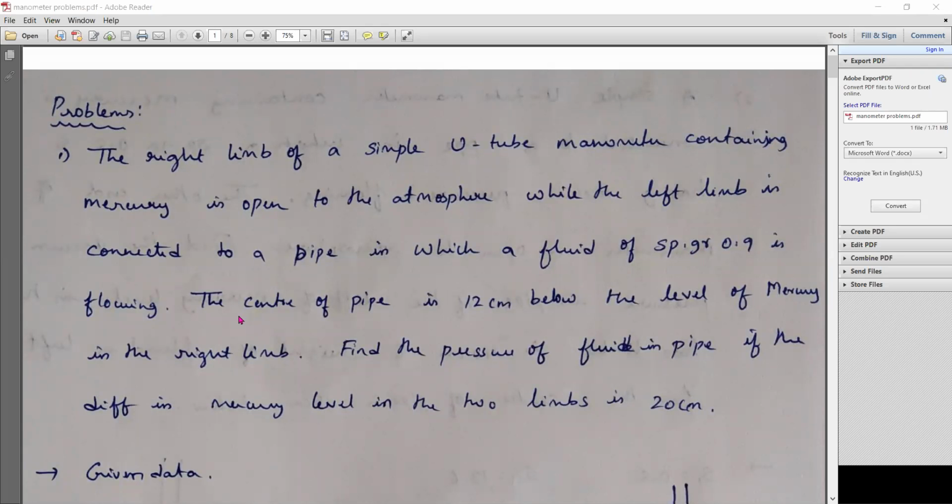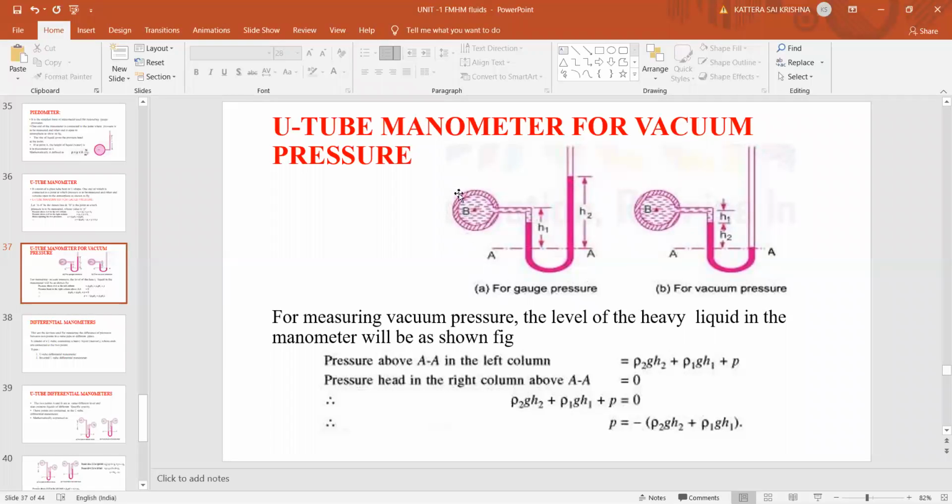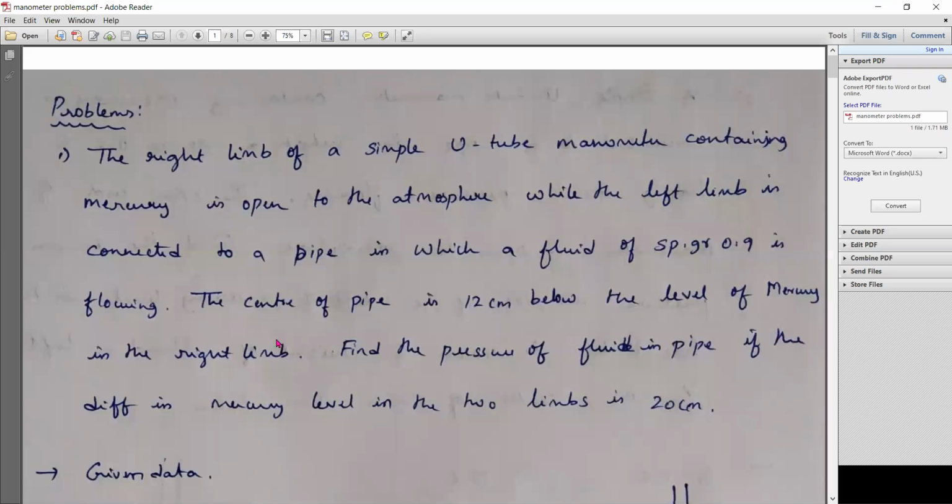Okay. Next, the center of the pipe is 12 centimeter below the level of mercury in the right limb. Find the pressure of the fluid in the pipe if the difference in mercury level in the two limbs is 20 centimeter. Okay, so what is it telling? First, we need to know the figure, how it looks. We need to remember it like this. So this is your figure. It is connected to a U-tube manometer and he's telling these two readings in terms of words that you need to understand.